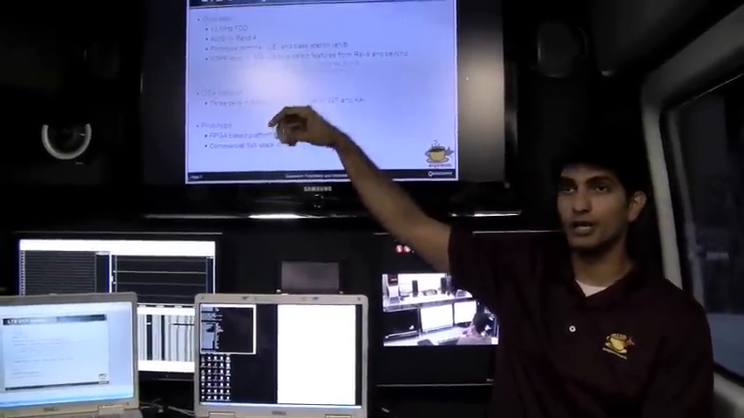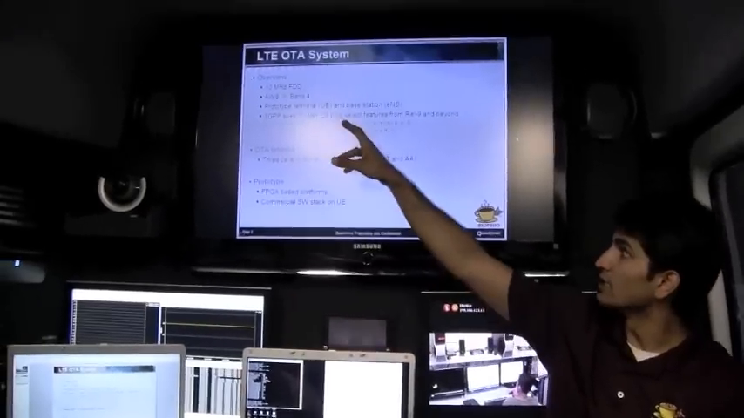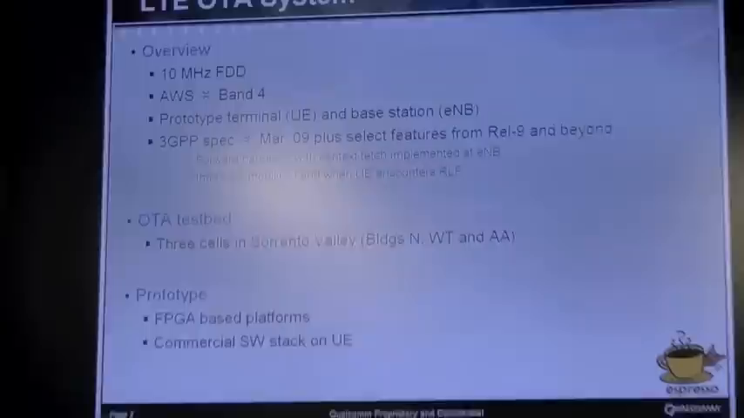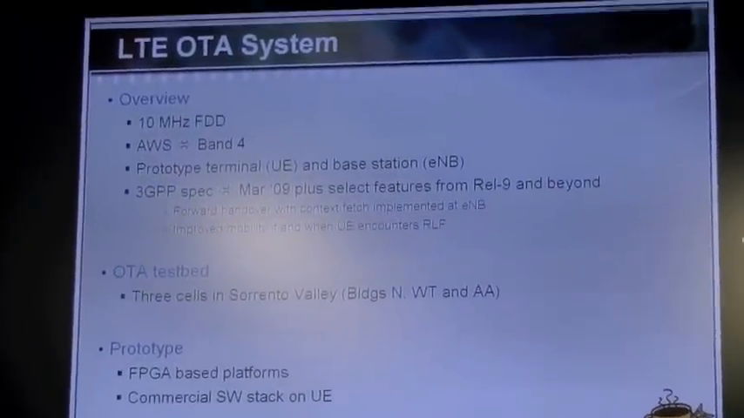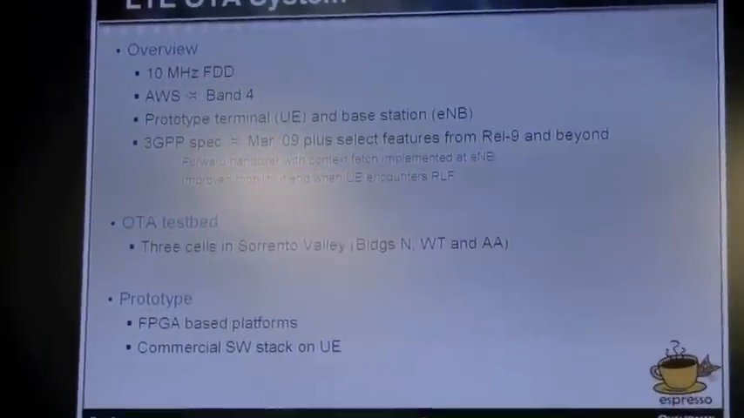We are operating over a 10 megahertz FDD channel. The frequency band that we use is AWS band 4, which is 1725 megahertz uplink and 2125 megahertz downlink.